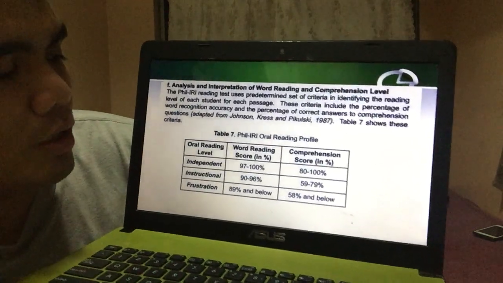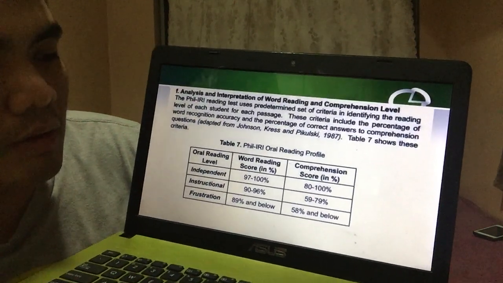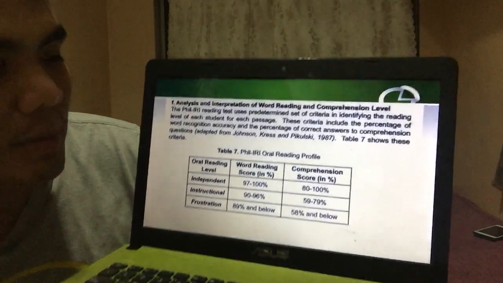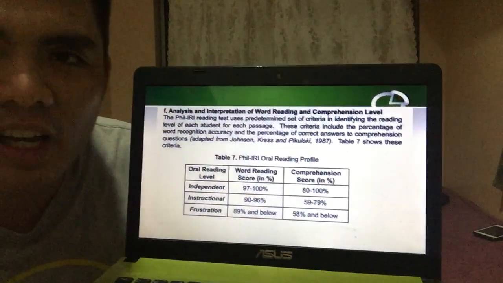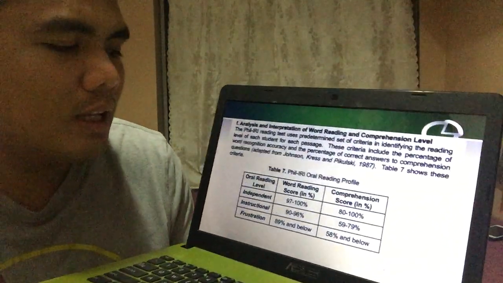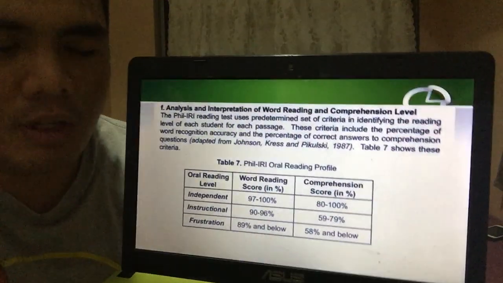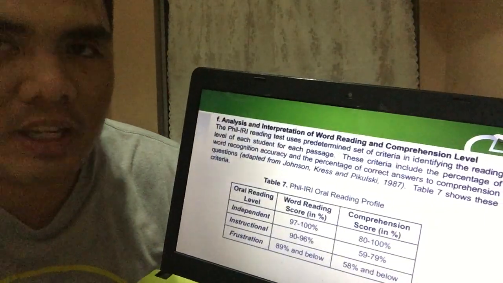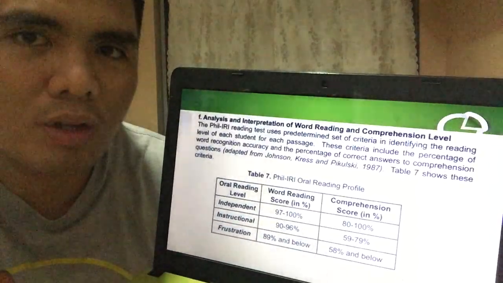Analysis and interpretation: it just presents in here the oral reading level. Remember, 76% ang nakuha ni Pedro. Word reading score, ibig sabihin si Pedro ay instructional. 76.9, that's the meaning of that. Let's say, if the reader has 97 to 100%, he is considered an independent reader, which means no more further instruction.